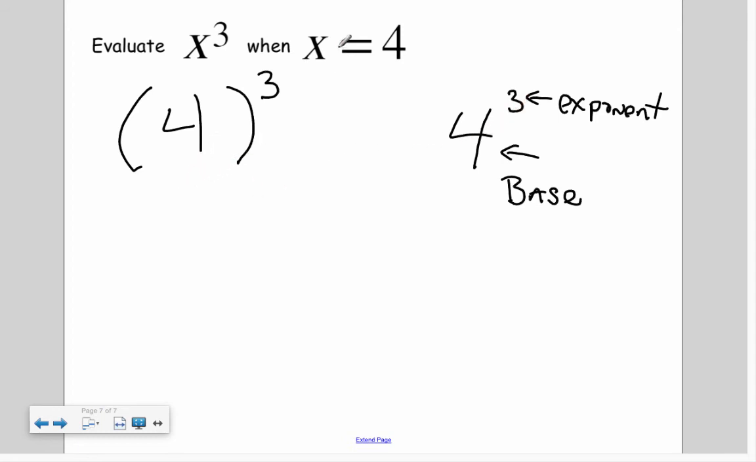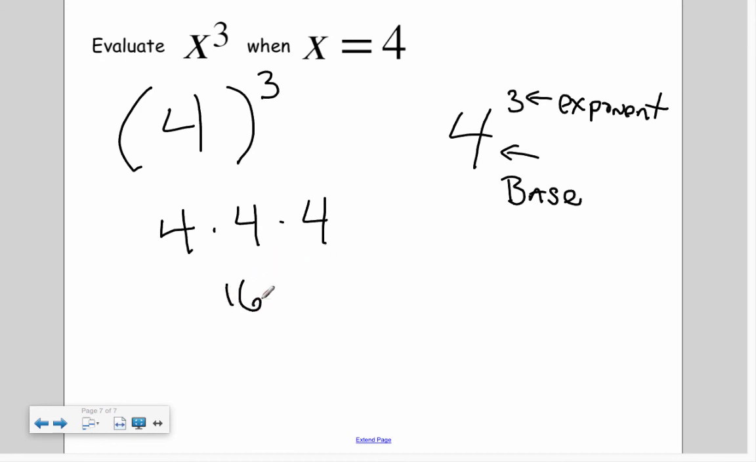We use exponents to denote repeated multiplication. 4 to the third power, or 4 cubed, or 4 raised to the third power, means 4 times itself 3 times. 4 times 4 times 4. That's what 4 cubed means. x cubed means x times x times x. And again, this is review at the beginning of the year, making sure we remember some mathematical things. So 4 times 4 is 16. 16 times 4 is 64.